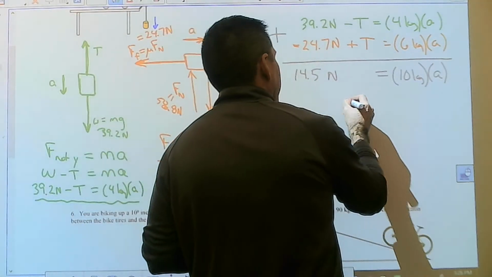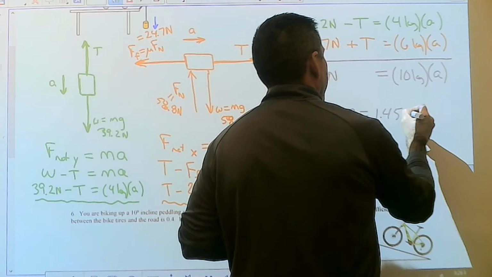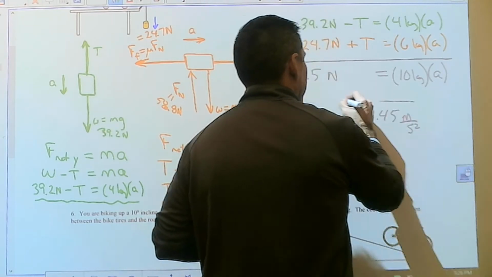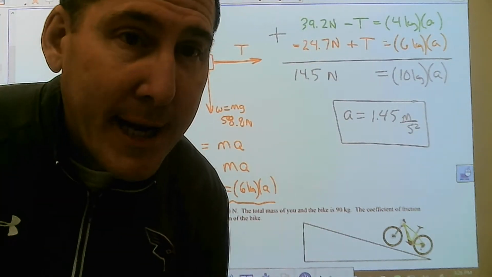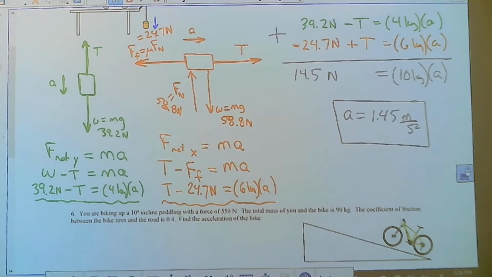Divide both sides by 10. A is 1.45 meters per second squared. Very similar to the last problem. The only difference is this. We're netting up in the X direction for that baby.